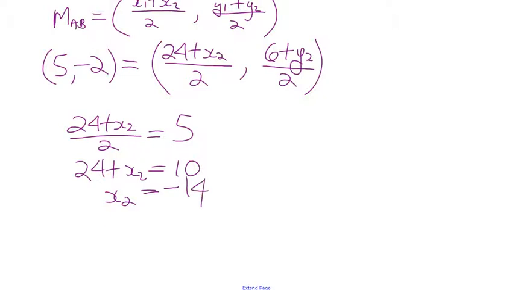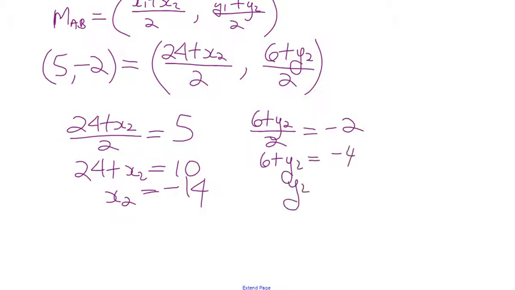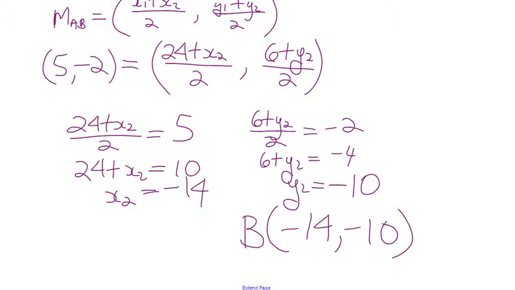And what is 6 plus y2 over 2 equal to? -2. And y2 is equal to? -10. So what is point B? -14, -10, right?